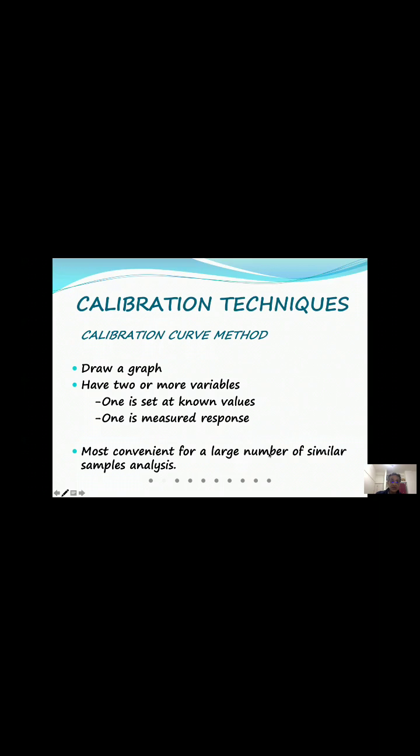How does it work? It is very simple. Draw a curve with two or more variables. One is a set known value, and one is the measured response. It is most convenient for a large number of similar samples. Let me show you how it works. With this curve I can tell you, and tomorrow I will take another class, in which I will tell you about the least squares fitting method and all that. There I will discuss more.